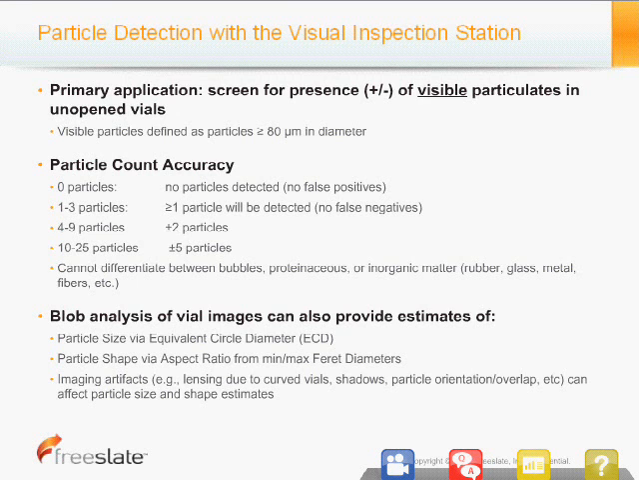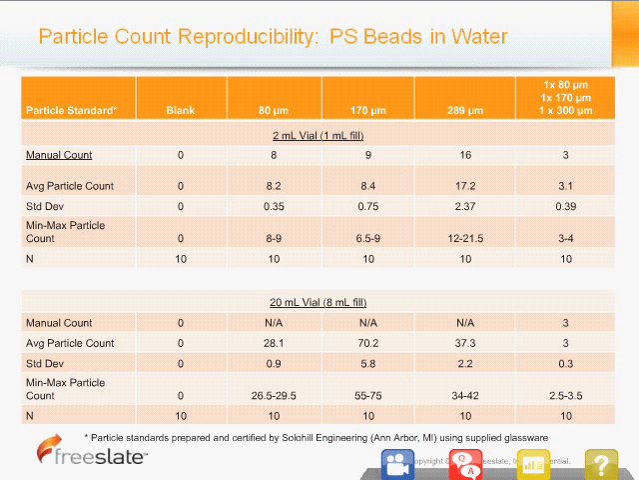So next slide. Here's some data showing the particle count reproducibility in the system. For this, we had some particle standards prepared for us by a company called Solar Hill Engineering. We supplied the glassware, and they prepared some samples with particles in them. They prepared 4 different types of standards for us.